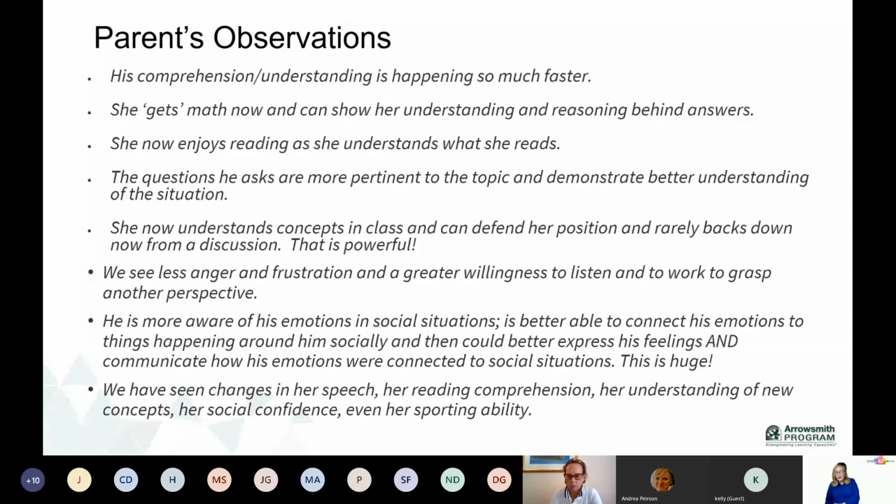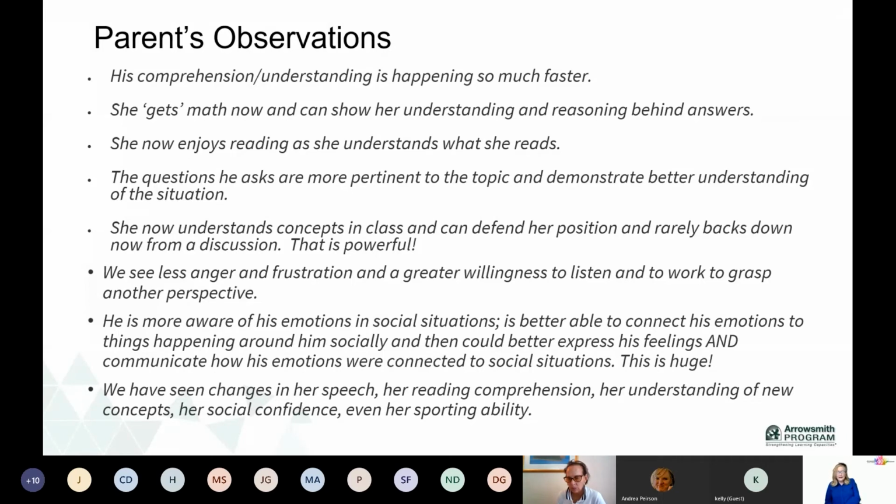Again, comprehension and understanding, getting or grasping math, enjoying reading because she understands what she reads, being able to ask more relevant questions, understanding concepts, and defending her position. Sometimes we hear from parents that they feel their children now are more able to defend their positions, and sometimes they're not so sure that that's a good thing. I mean, ultimately it is a good thing, but they may now argue a little bit more than they did before.